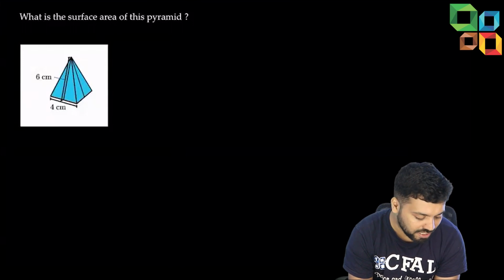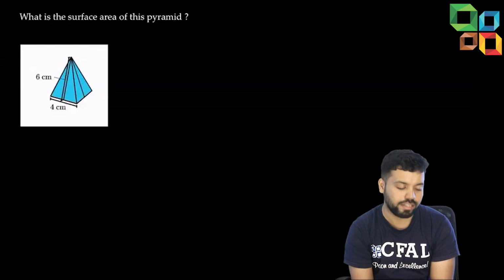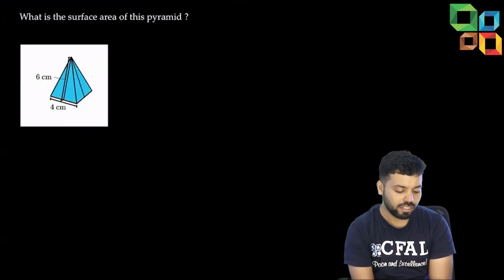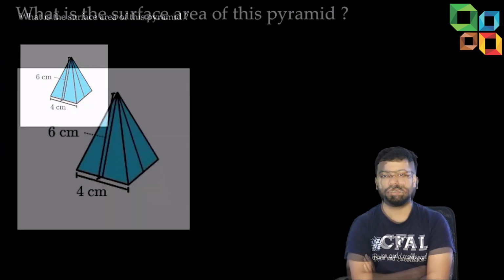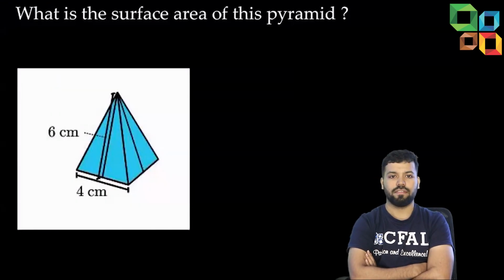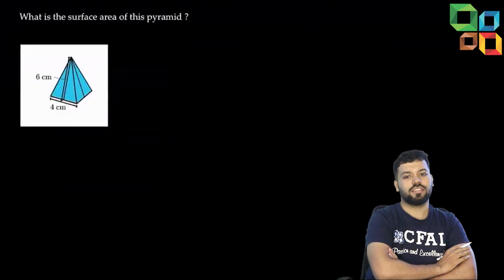Okay. We'll start with the pyramid, then we'll try to see a couple of formulas, and then we'll try to solve some more problems. Okay. So try to get an answer for this question. What is the surface area of this pyramid? Okay, everyone is saying 64. Why is it 64?